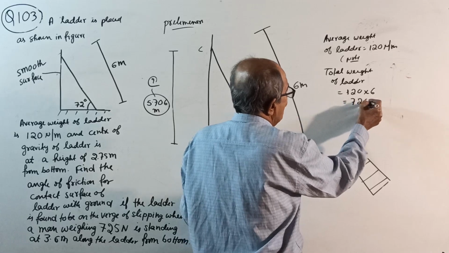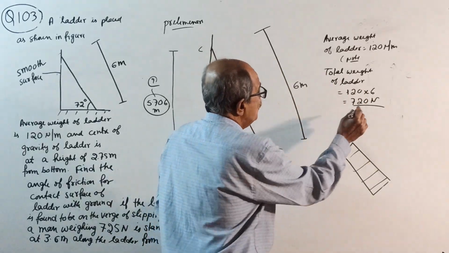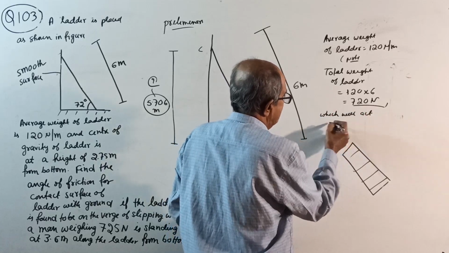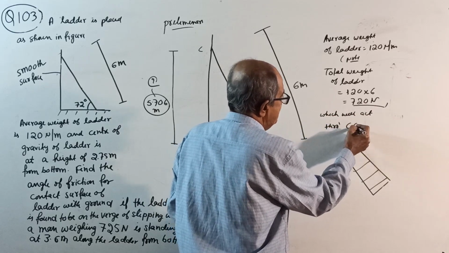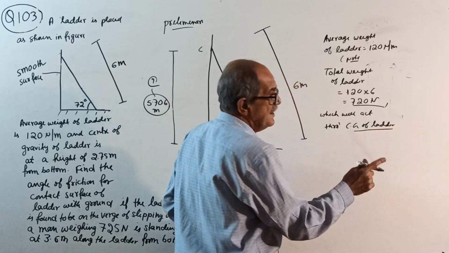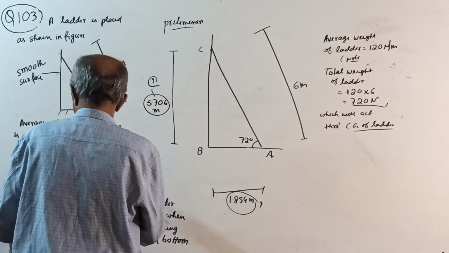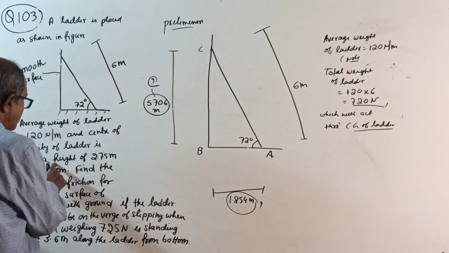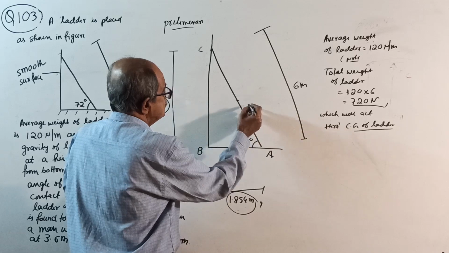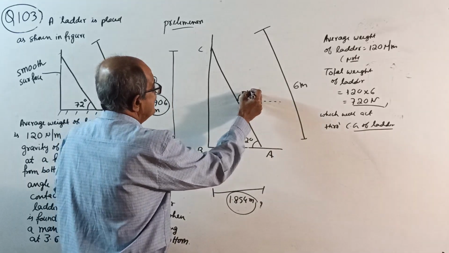If this is not clear, I cannot explain anything here. 120 Newton per meter for 6 meter gives 720. Now, this will act through the center of gravity of the ladder. Where is the center of gravity of the ladder? In the question, if nothing is given, take the center. But here it is given: the center of gravity of the ladder is at a height of 2.75 meter. This is the midpoint, so make a small note here: this is the mid height.